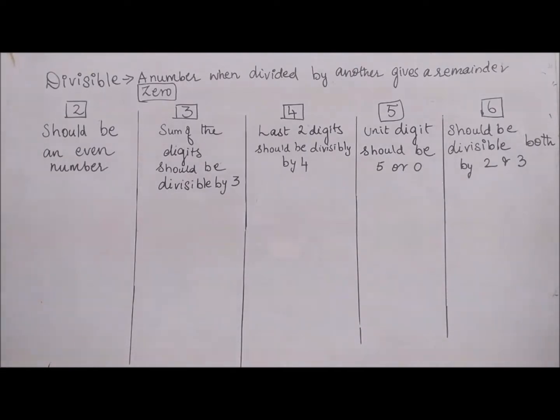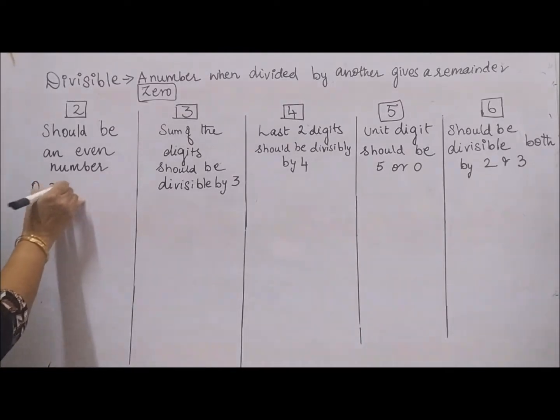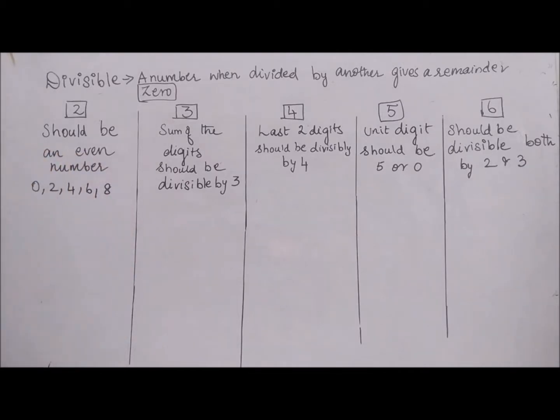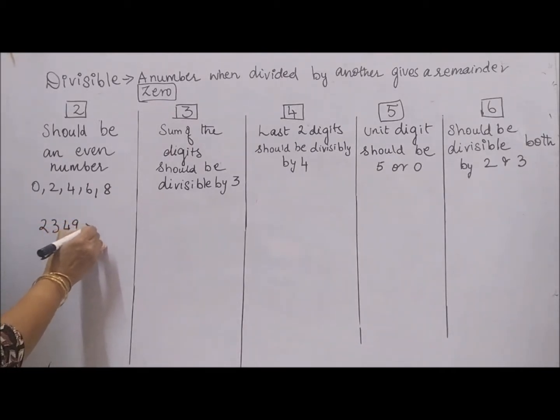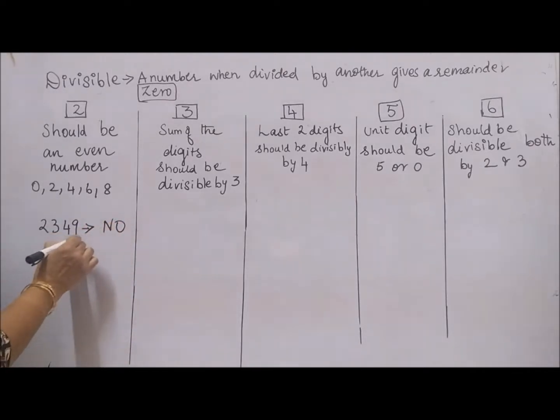What are the rules? First one, number 2. To check if a number is divisible by 2, that means when you divide a number by 2, you should get a remainder 0. So to check that, one rule is it should be an even number. That means the unit digit should end with 0, 2, 4, 6, 8. Without even dividing, we can tell. For example, 2, 3, 4, 9. Is it divisible by 2? No, because the unit digit is not an even number.